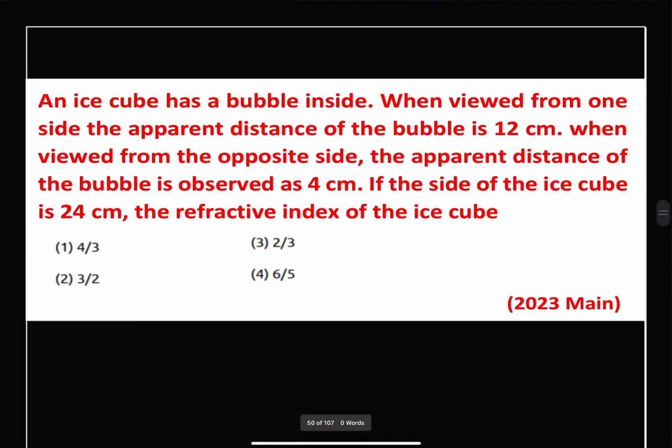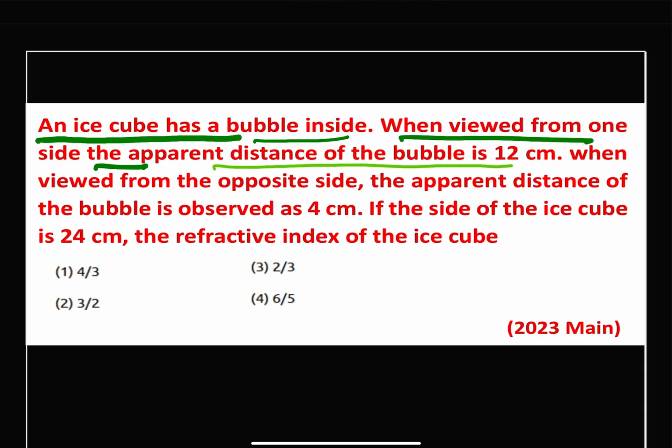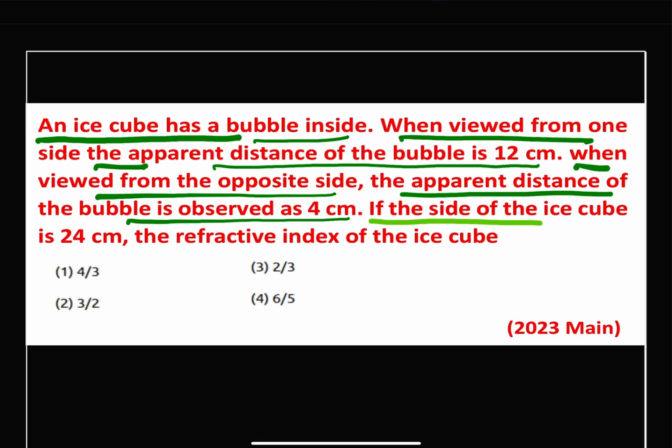Next question. We are given that an ice cube has a bubble inside. When viewed from one side, the apparent distance of the bubble is 12 centimeter. When viewed from the opposite side, the apparent distance of the bubble is observed as 4 centimeter. If the side of the ice cube is 24 centimeter, the refractive index of the ice cube will be.